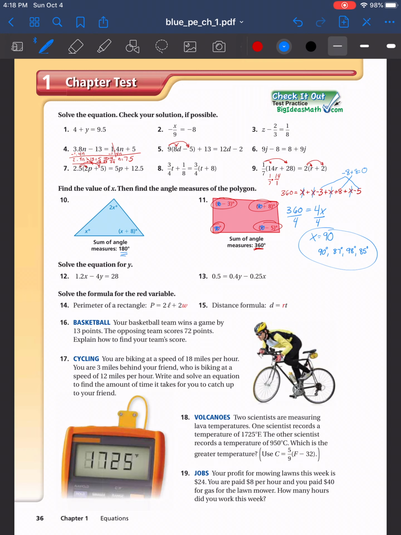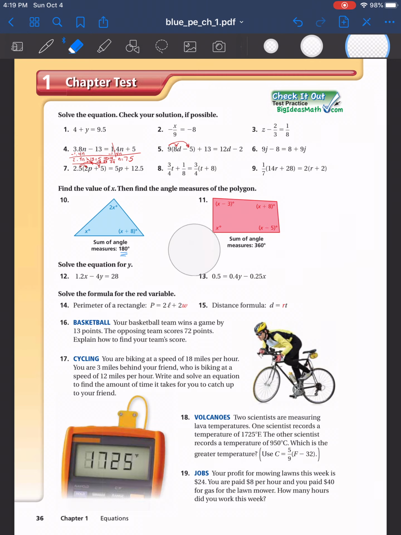All right, let's do 12 and 13. I'm going to erase this stuff so I have some room to work with. Okay. I'm going to do number 13. You are going to do number 12 on your own.